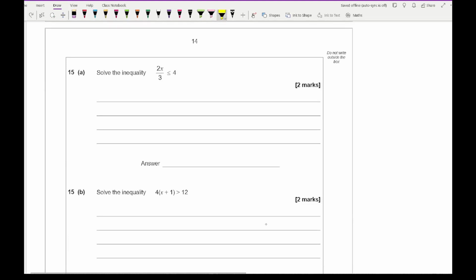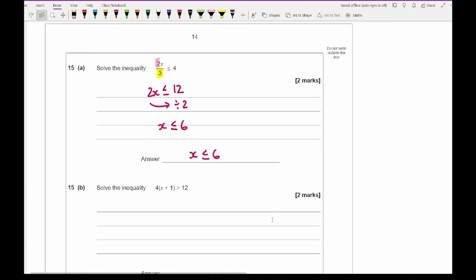Moving on to question 15a, it says solve the inequality. So for this I need to get x by itself, and I do that by getting rid of the 3 and the 2. So I need to get rid of the 3 first, so I'm left with 2x is less than or equal to 3 times 4, which is 12, and then divide by 2, in which I'm left with x is less than or equal to 6.